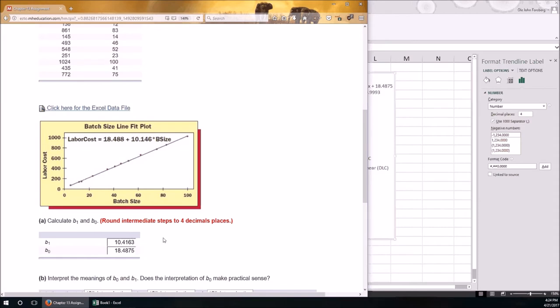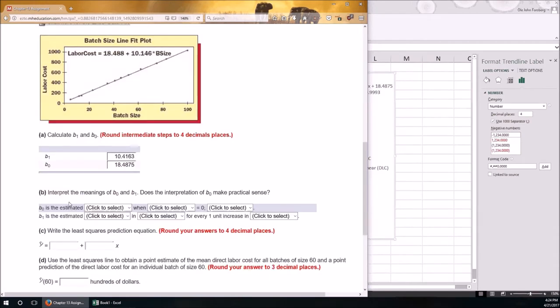Interpret the meanings of B0, which is the y-intercept, and B1, which is the slope. I'll explain in just a moment. B1 is the slope. B0 is the y-intercept. It's the estimated y value when the x variable is 0.